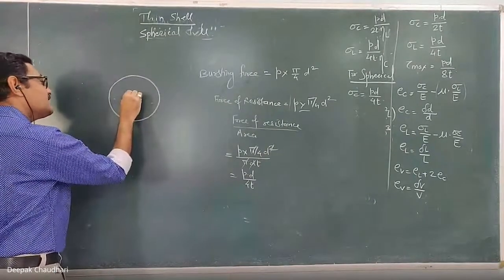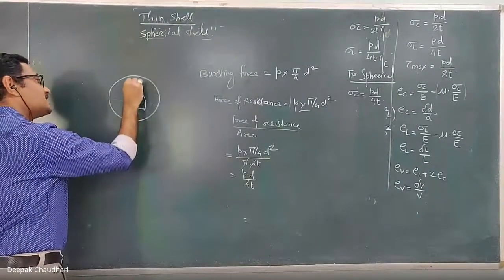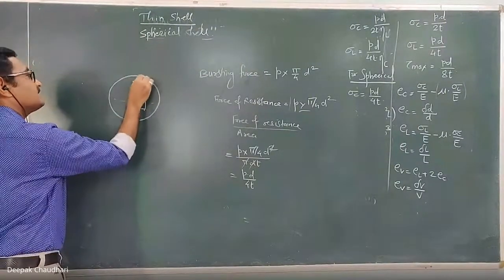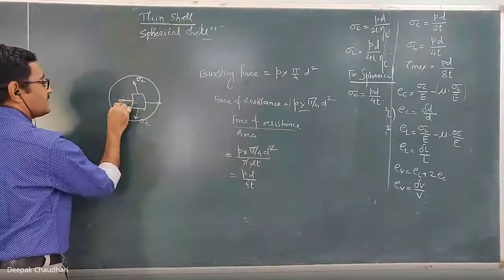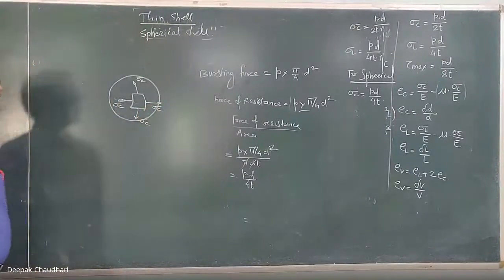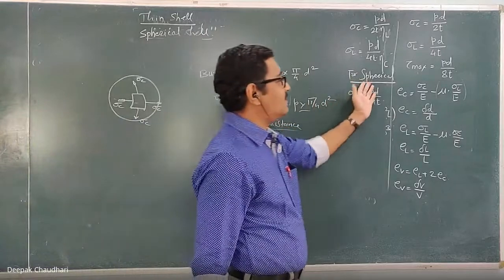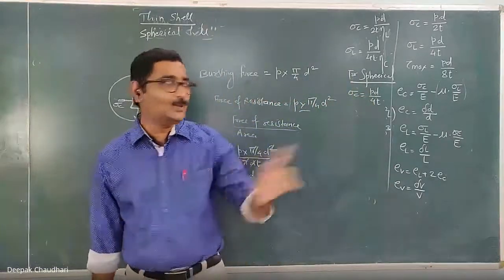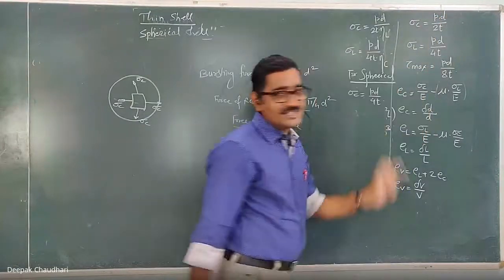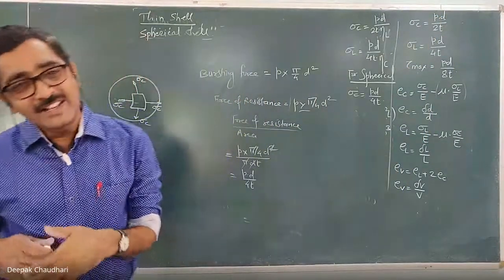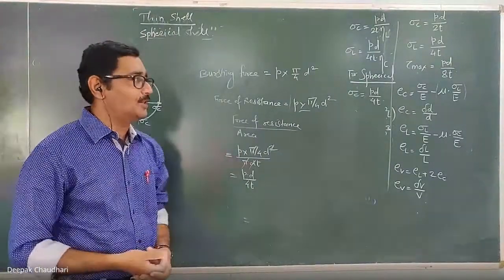Okay, and if I consider a small patch on this surface here, so in x direction also the circumferential stress, and in y direction also the circumferential stress, and its magnitude is sigma c equal to PD upon 4t. Here, don't get confused. Here, circumferential stress is PD upon 2t. Here, circumferential stress is PD upon 4t. And in x and y direction, it is circumferential stress only, which is same PD upon 4t.